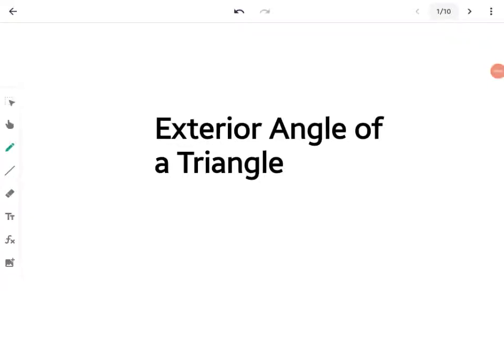In this video, what we're going to discuss is all about the exterior angle of a triangle. Before, we learned that the sum of the interior angles of the triangle is 180 degrees. What we're going to do now is consider the exterior angle of a triangle, meaning the angle outside of the triangle. Then what's the relationship of this exterior angle to the interior angles of the triangle?